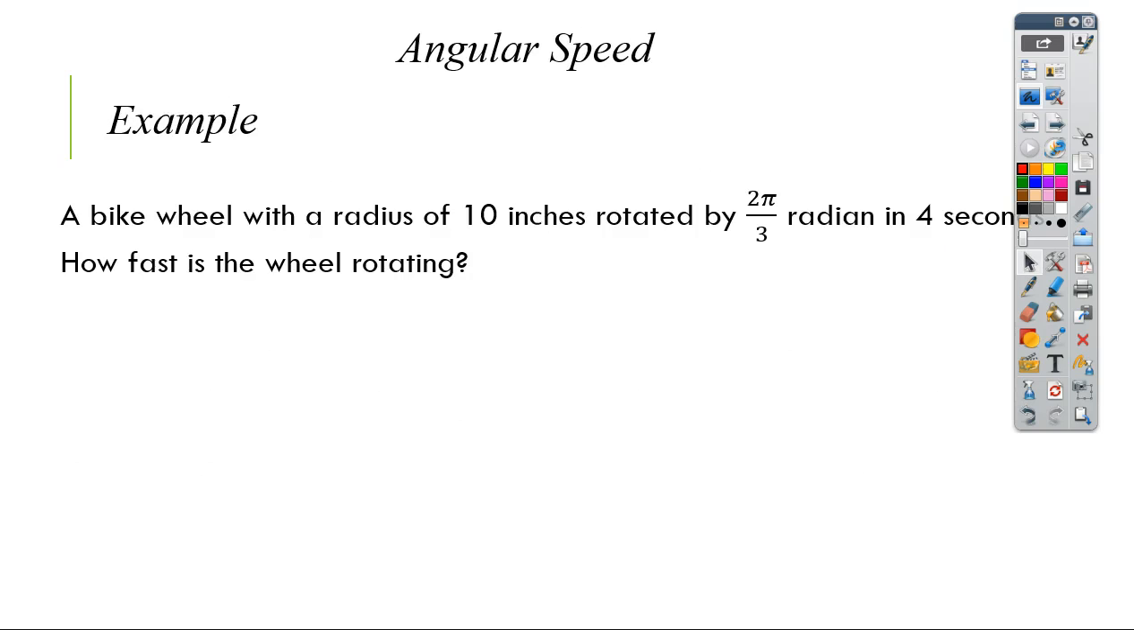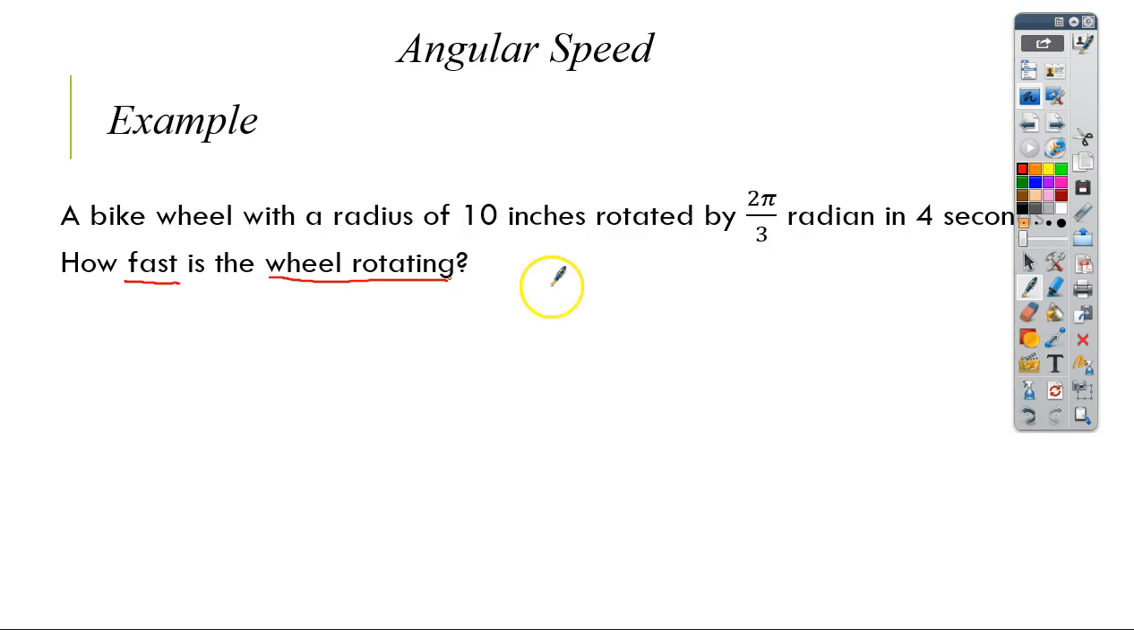This first example says a bike wheel with a radius of 10 inches is rotated by 2 pi thirds radian in 4 seconds. How fast is the wheel rotating? So some key things to know: I'm looking for angular speed. When they say how fast, we have two types, the linear, which we haven't gotten to yet, and the angular. So how do I know to choose angular? When it talks about something rotating, it's not talking about distance traveled. It's not talking about how fast is the actual bike. It's just saying how fast is the wheel rotating.